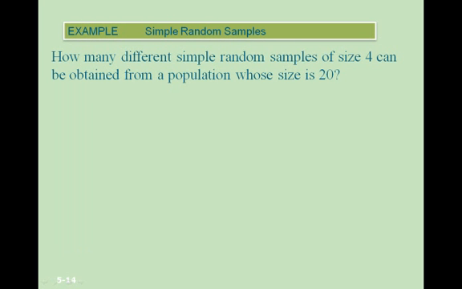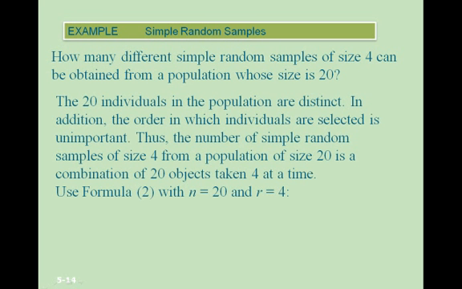So let's look at an example of simple random samples. How many different simple random samples of size 4 can be obtained from a population whose size is 20? The 20 individuals in the population are distinct. In addition, the order in which individuals are selected is unimportant. Thus, the number of simple random samples of size 4 from a population of size 20 is a combination of 20 objects taken 4 at a time. So we'll use our second formula for combinations with n equal 20 and r equal 4.